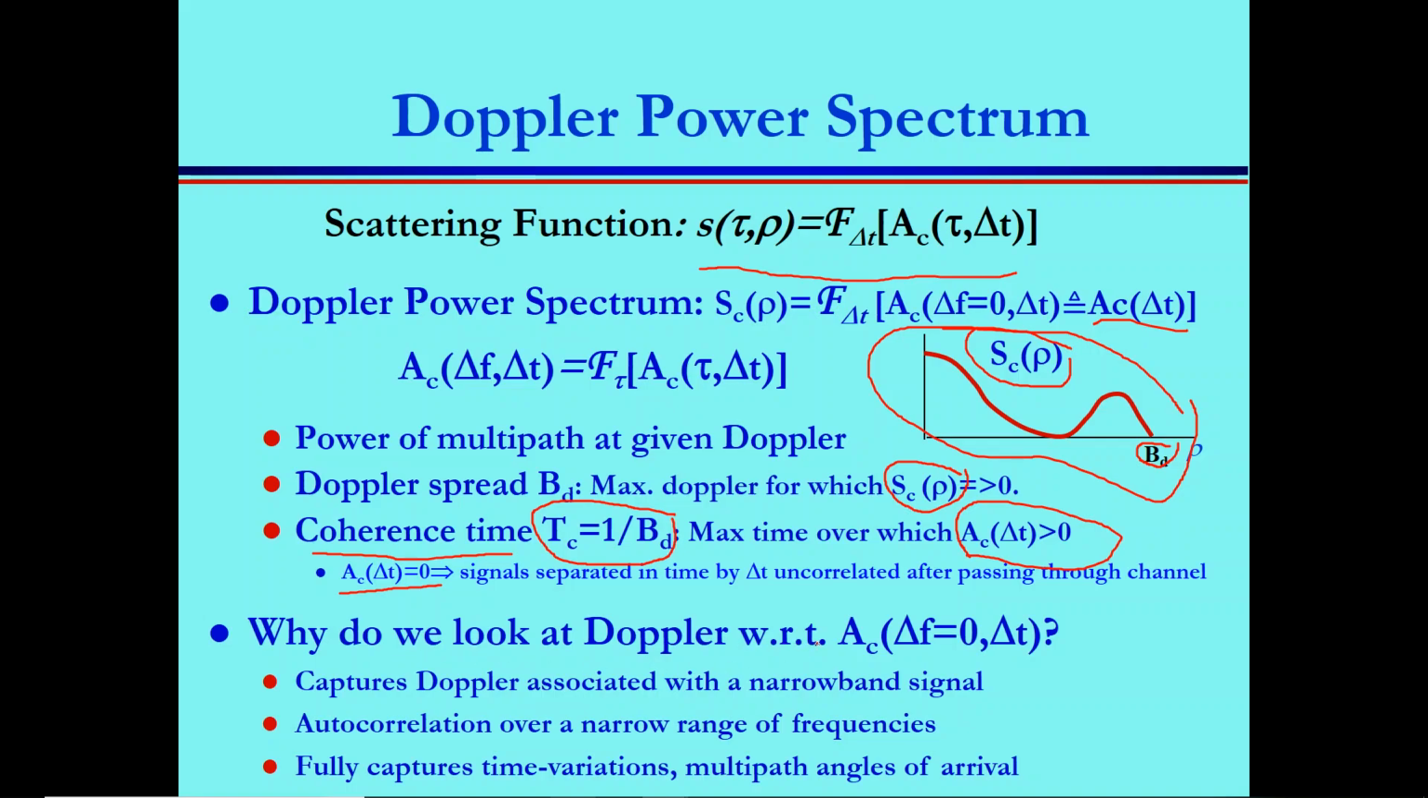So we look at Doppler with respect to AC when delta f is equal to 0 and delta t anything, because it captures Doppler associated with a narrowband signal, autocorrelation over a narrow range of frequencies, and fully captures time variations, multipath, angles of arrival. So due to all these reasons, the most critical two information you need to get out of these two slides: what's coherence time, what's coherence bandwidth, how is it related to Doppler spread, delay spread, when Doppler spread happens, when delay spread happens. And of course, the math equations are to support the physics here.